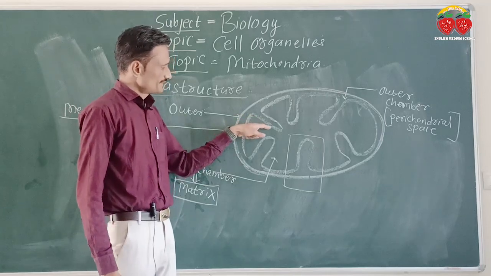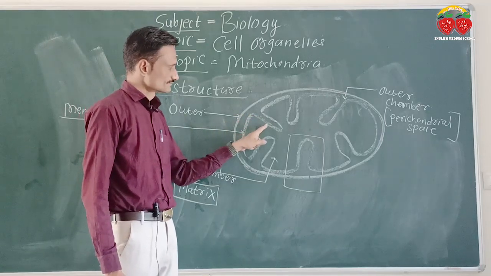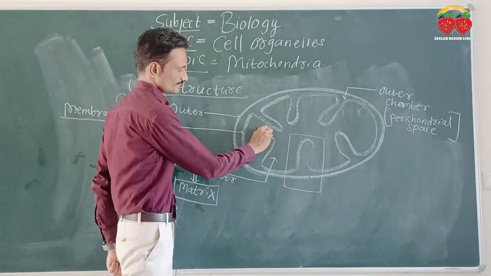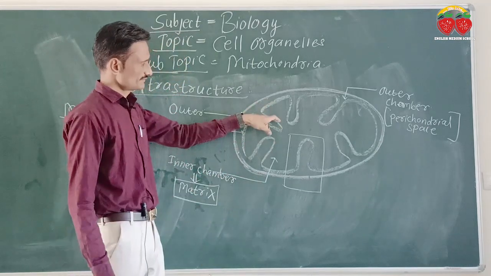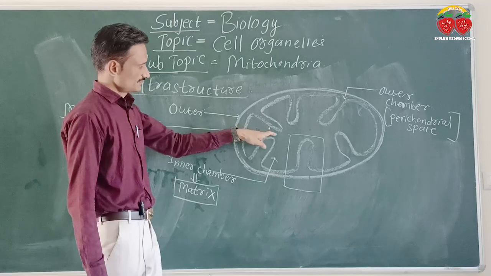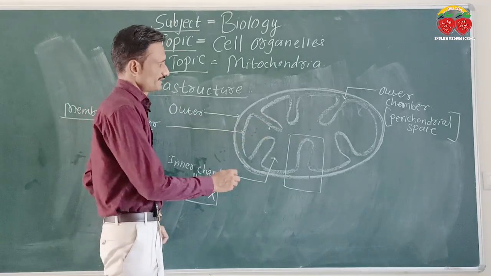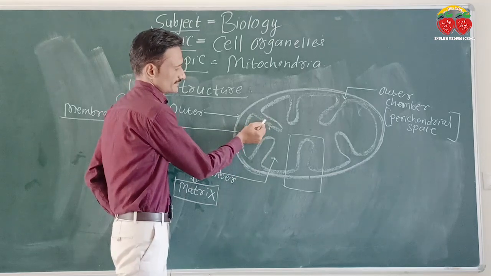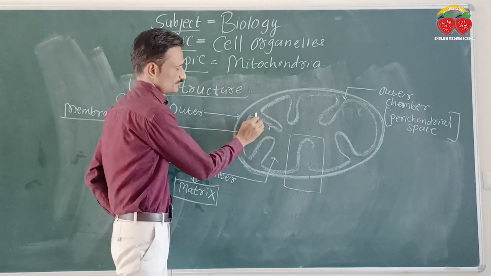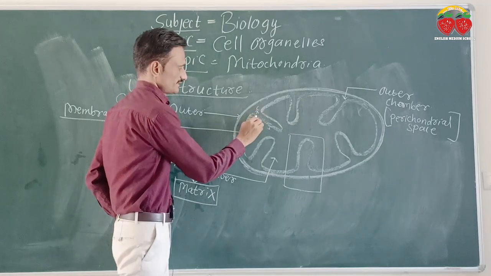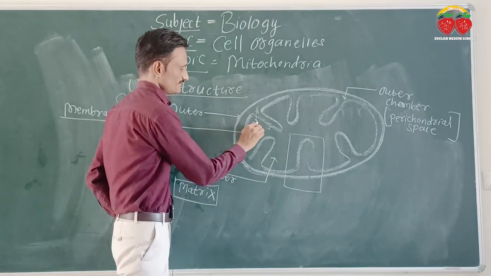The side of the inner membrane toward the inner chamber is called the end site. Inside the inner membrane, toward the inner chamber, this side is called the end site, and the side of the inner membrane toward the outer chamber is called the C site. So this is the C site and this one is the end site.